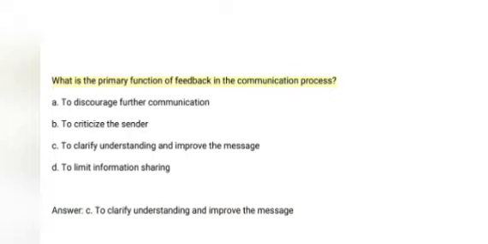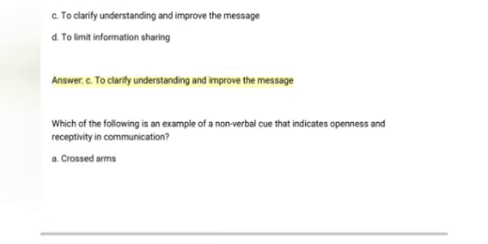What is the primary function of feedback in the communication process? A. To discourage further communication. B. To criticize the sender. C. To clarify understanding and improve the message. D. To limit information sharing. Answer: C. To clarify understanding and improve the message.